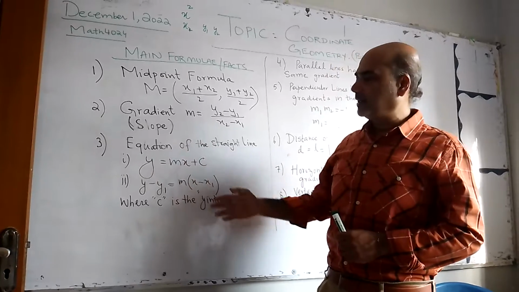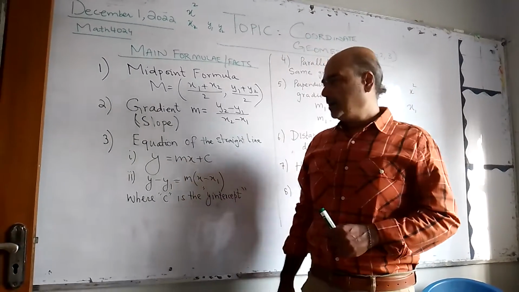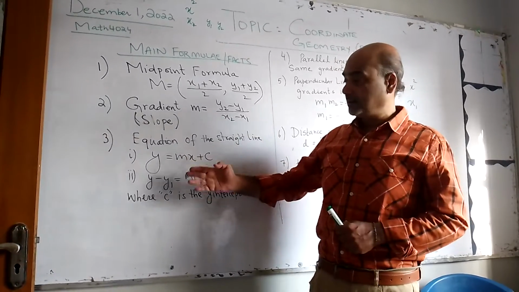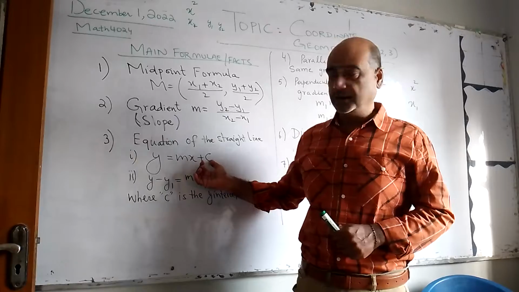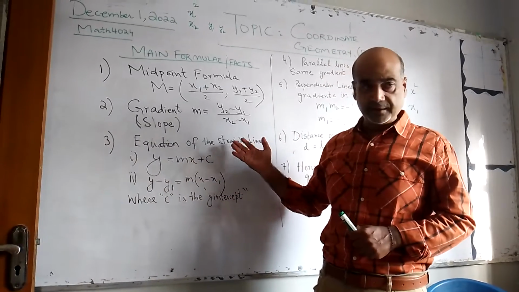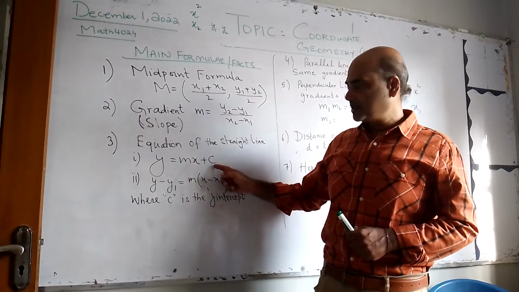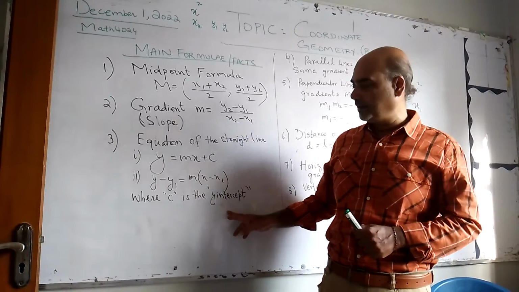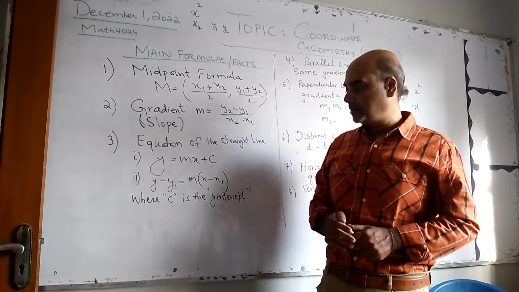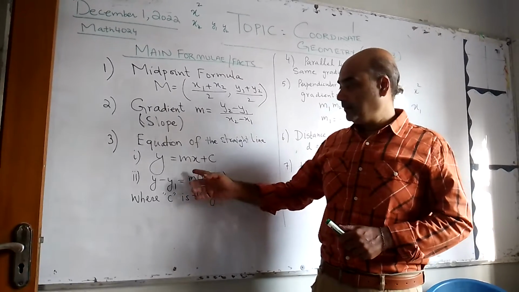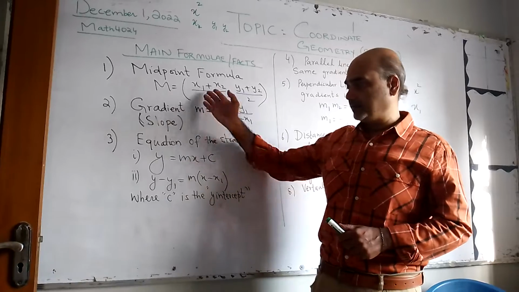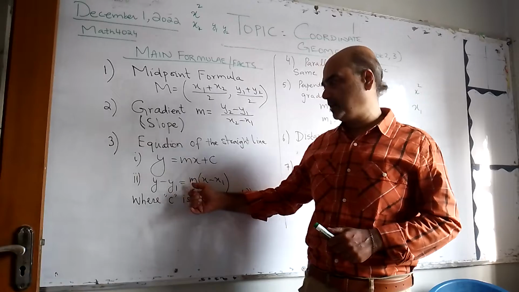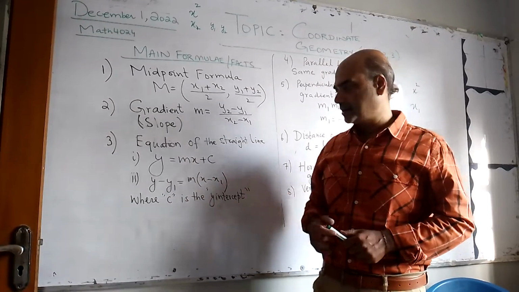Equation of a straight line can be given in two ways. In some countries it is said that y equals mx plus c. Sometimes that alphabet can be changed: y equals mx plus b. Both are correct. What is c over here? It is the y-intercept, and the y-intercept is the point where the line cuts the y-axis. And what is small m? That is the gradient, we have seen it. The second form of the equation is y minus y1 equals m times x minus x1.